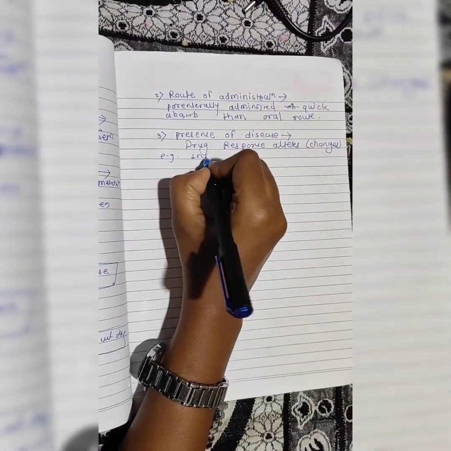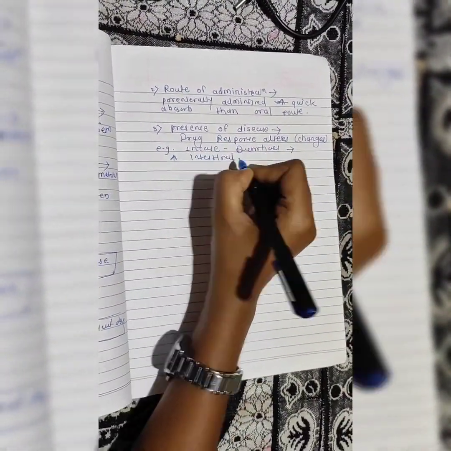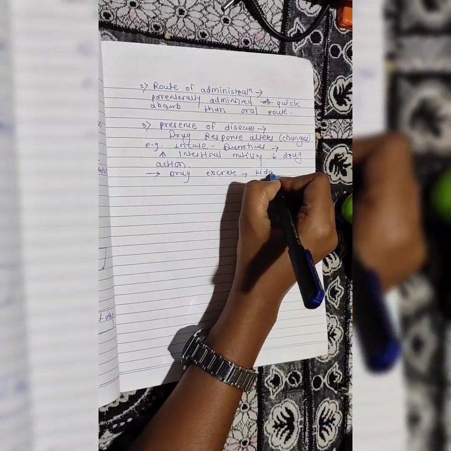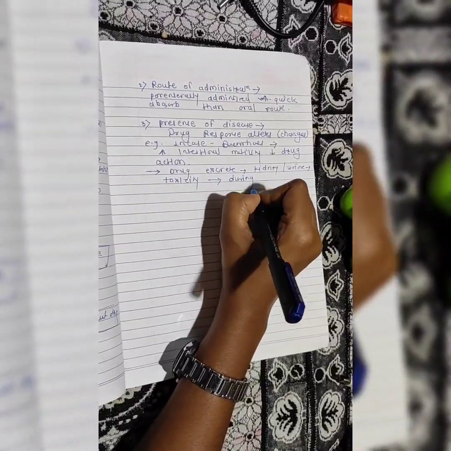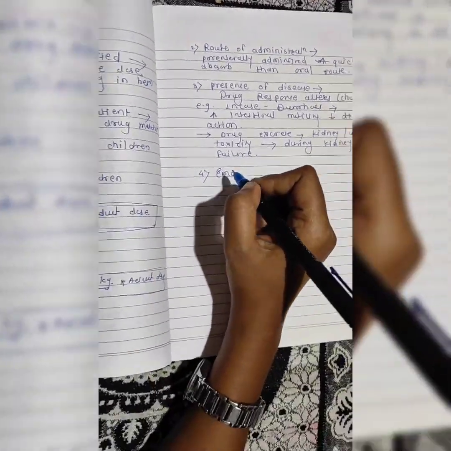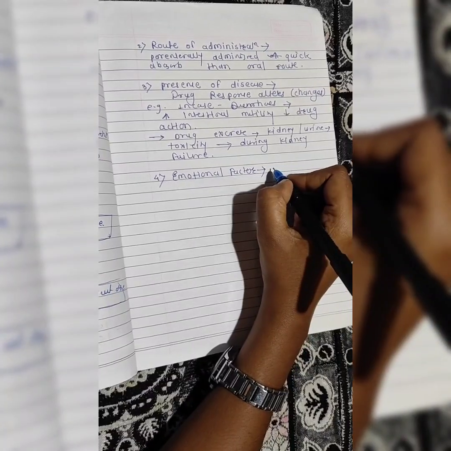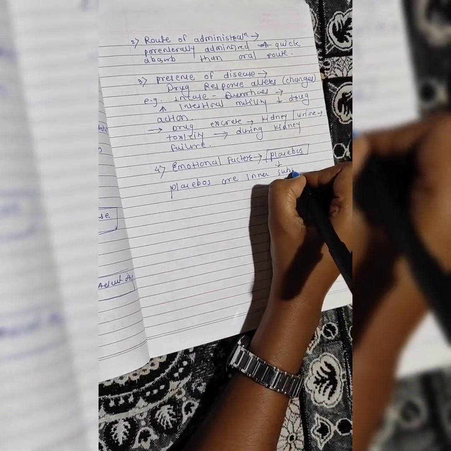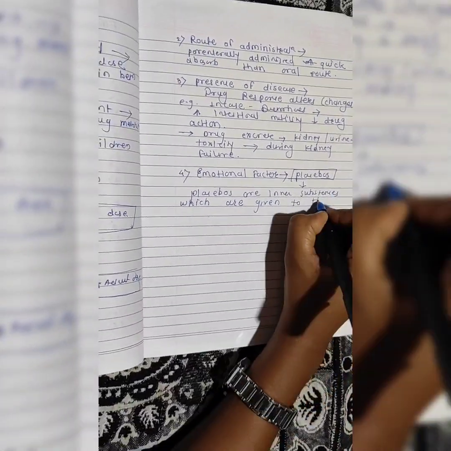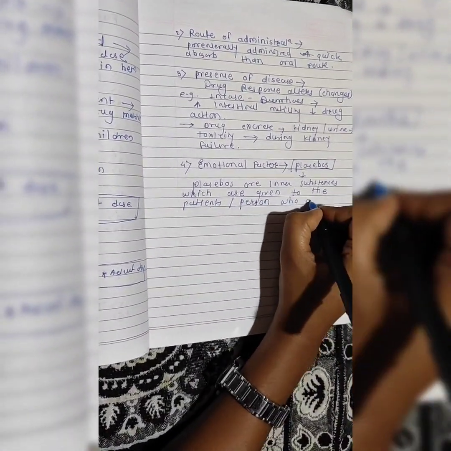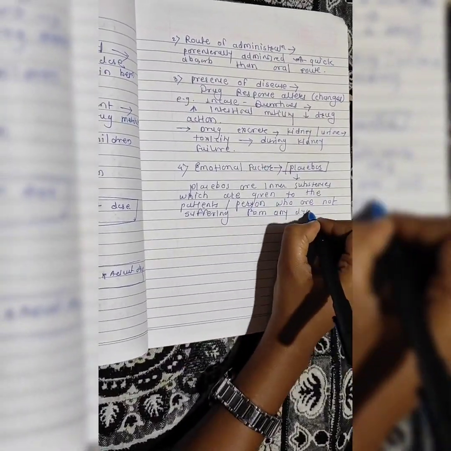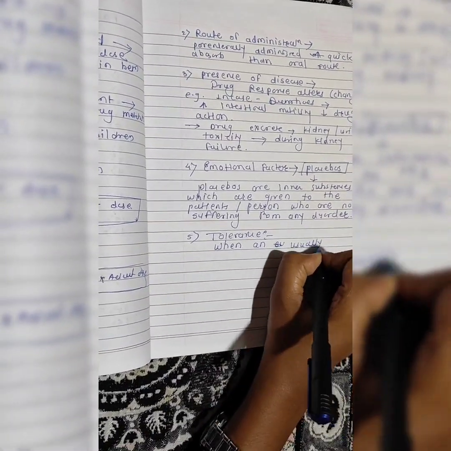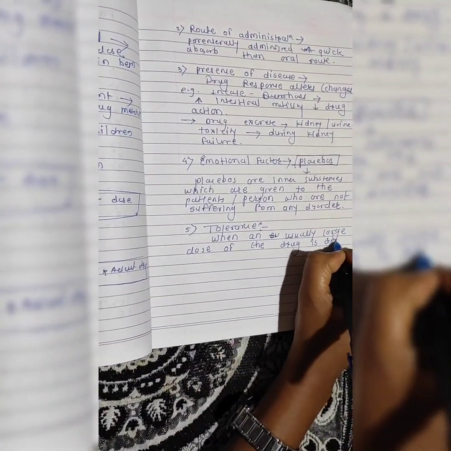Then route of administration. As we know, parenterally administered drugs are quickly absorbed as compared to the drugs which are administered through the oral route. Then presence of disease. Drug response alters or changes. In case there is diarrhea, there is an increase in the intestinal motility which decreases the drug action. For a drug which is excreted through the kidney or urine, the toxicity increases in case of kidney failure.